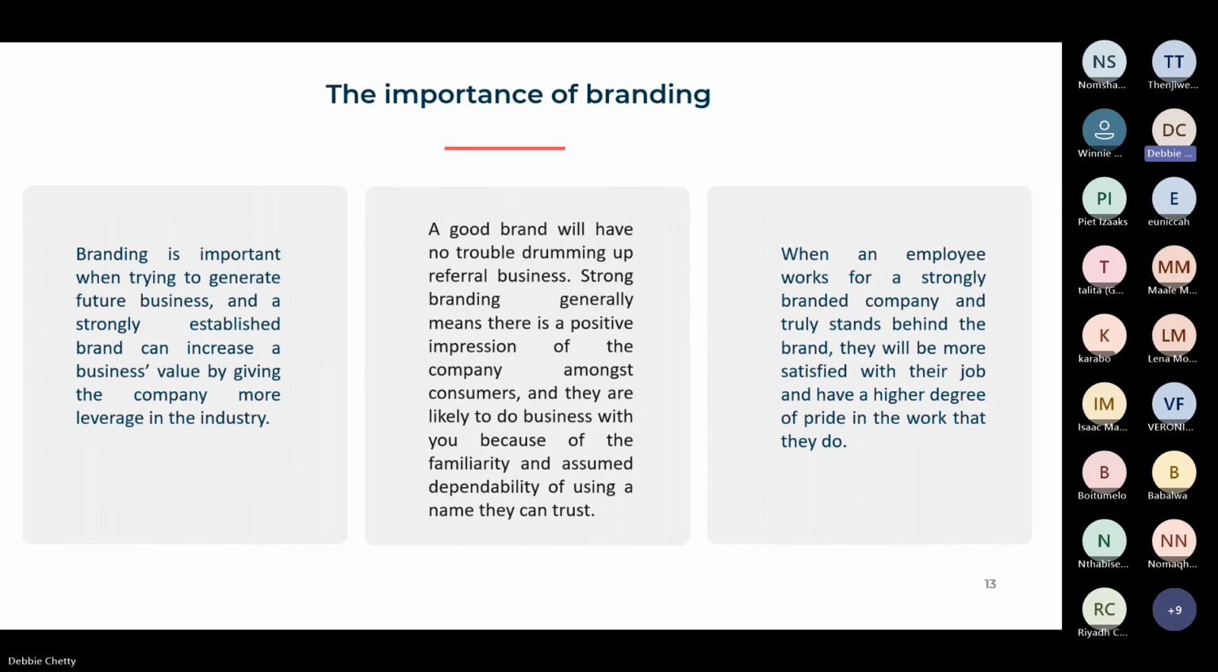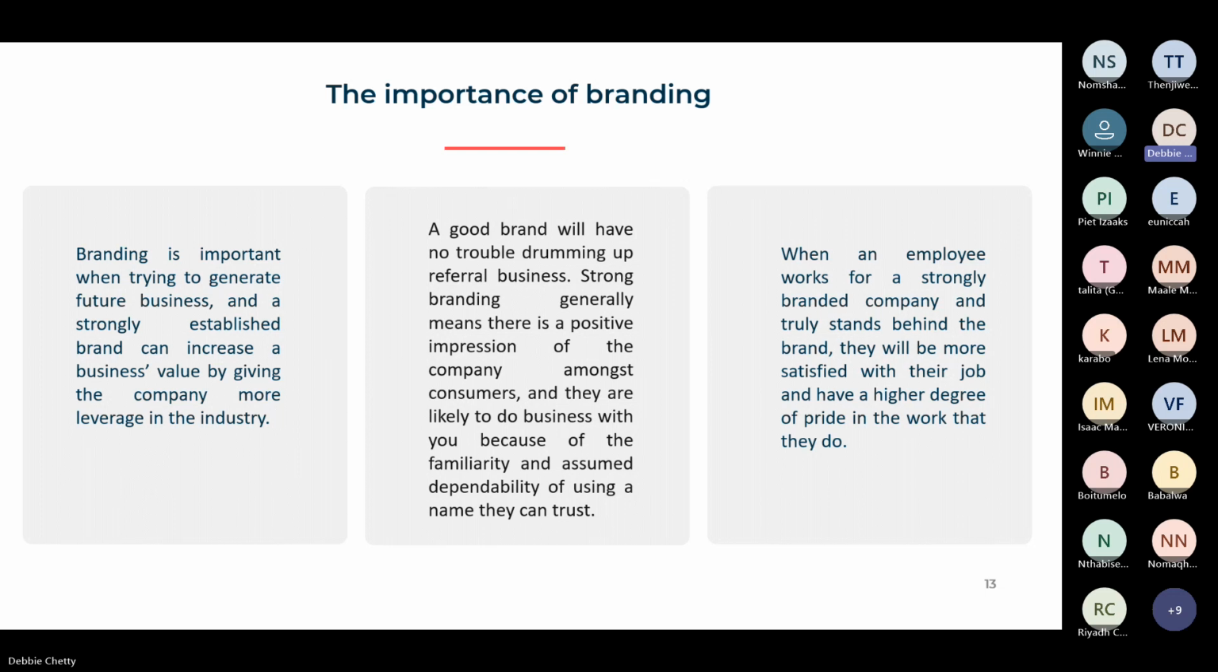We know that they have variety in Nike sneakers, clothing line, etc. Same with Adidas, but different customers will have different preferences. So they relate closer to one brand over the other. So branding is very important, especially when you're trying to generate future business. And a good brand will have no trouble stirring up or developing referral businesses.